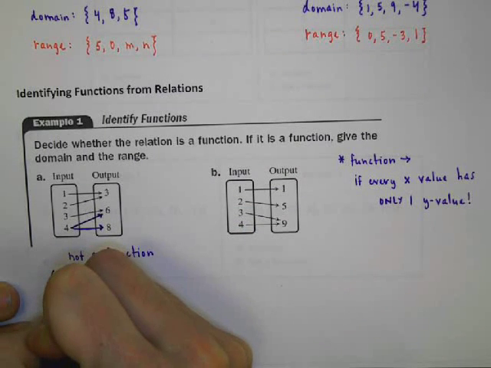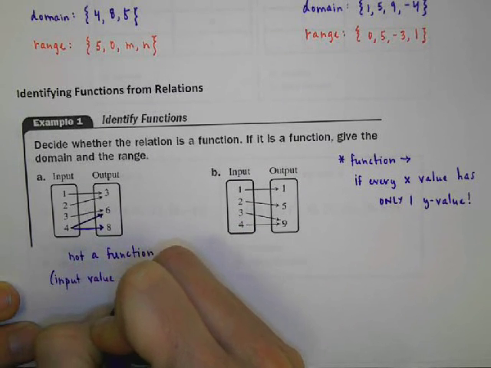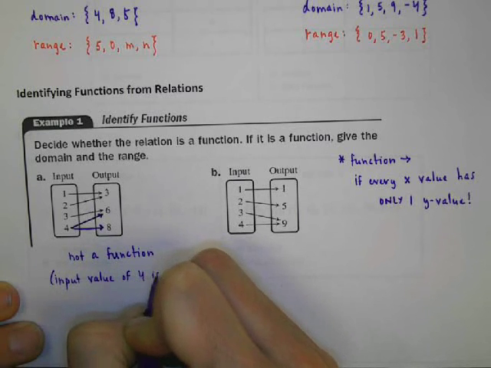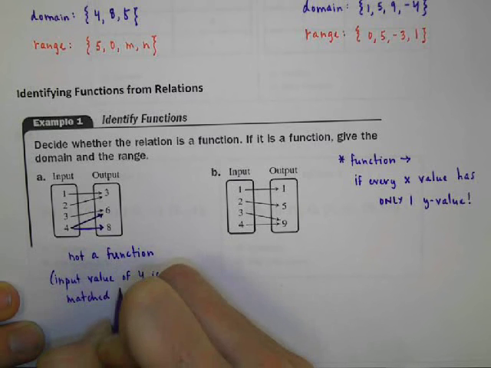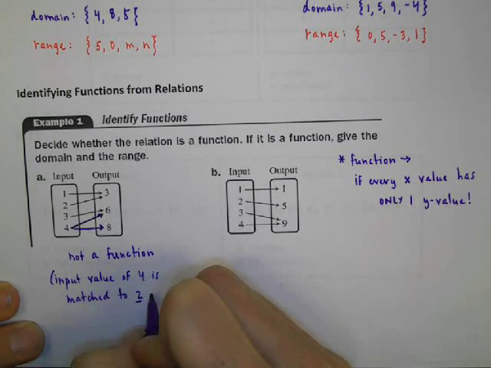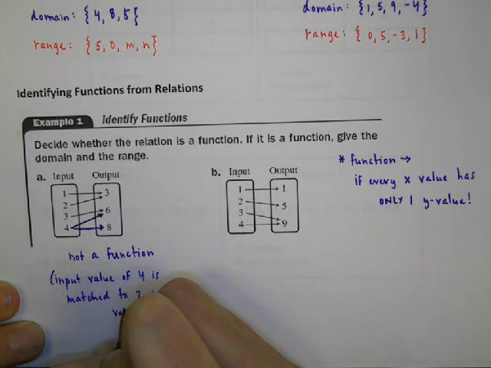And I'm just going to make a note. It's because the input value of 4 is matched to 2 output values. And so that makes me not a function.